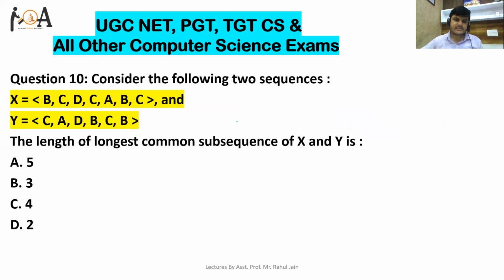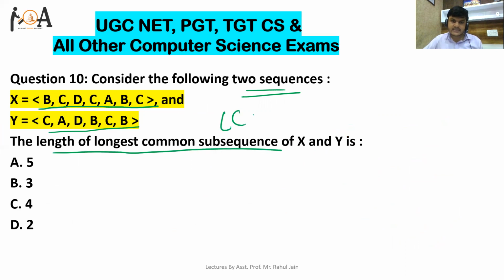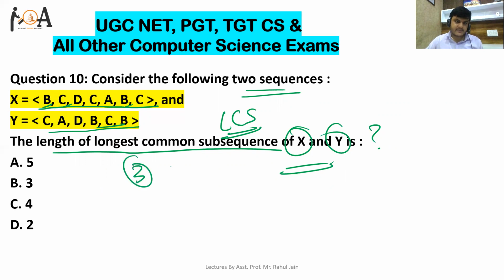And the next question here is, consider the following 2 sequences. This sequence is given to us: X equals BCDCABC and Y equals CADBCB. The length of the longest common subsequence, LCS, of X and Y is? So if you see here, from first, if I take B, then B, C, B.